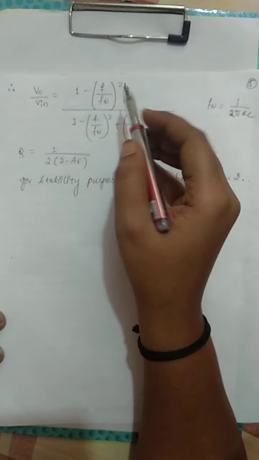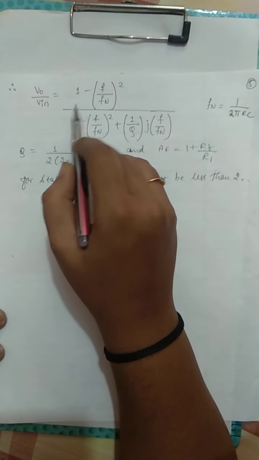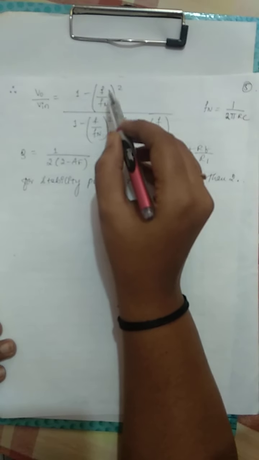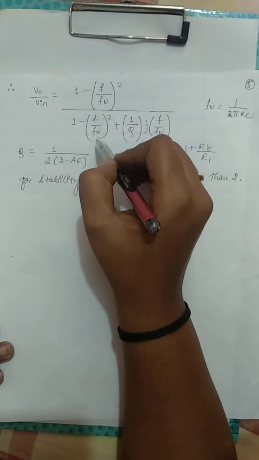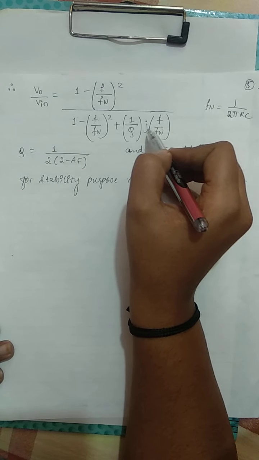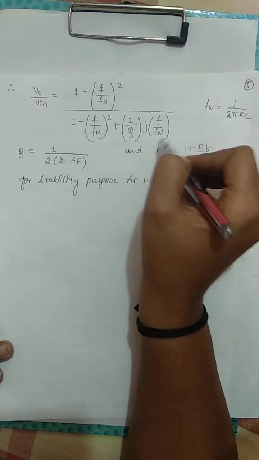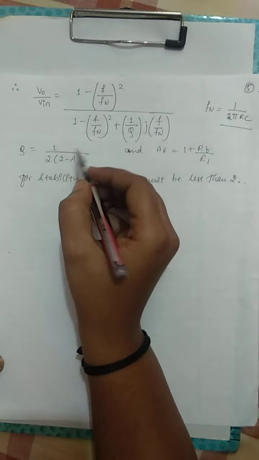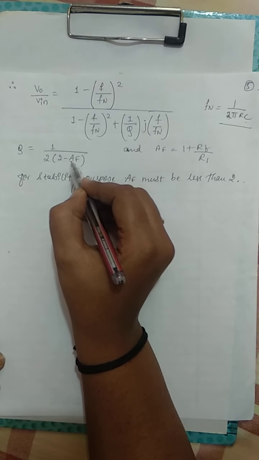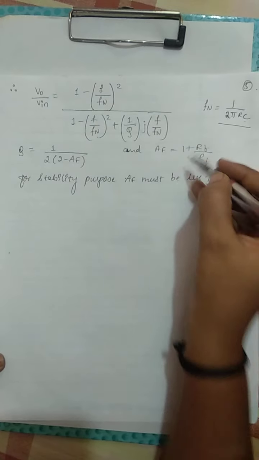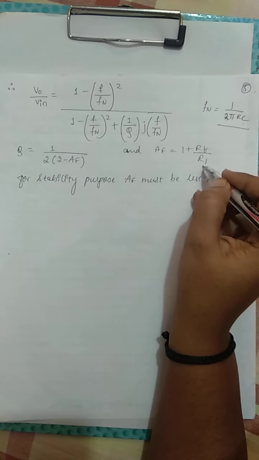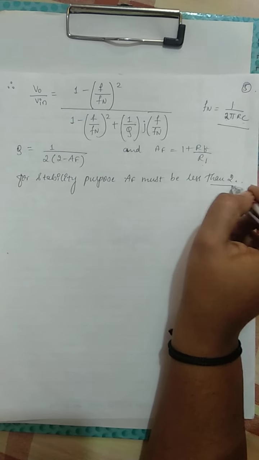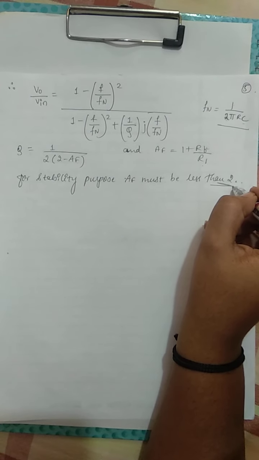So this is the transfer function, or the gain of the second order notching filter: 1 minus (f by fn) the whole square, divided by 1 minus (f by fn) the whole square plus 1 by Q into j into (f by fn). Fn is nothing but 1 by 2 pi RC. Q is equal to 1 by 2 into (2 minus Af). Af is nothing but 1 plus Rf by R1 for the non-inverting configuration. Af must be less than 2 for stability.